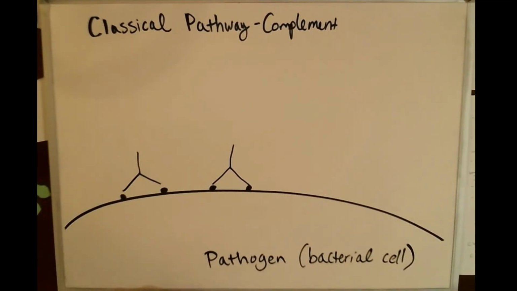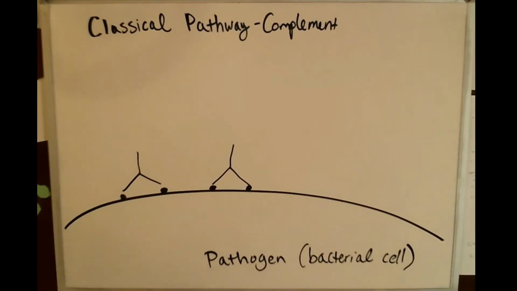However, you'll see that many of the components produced in this classical complement pathway are necessary and help boost the innate immune response. So it's sort of a bridge between both arms of the immune response.